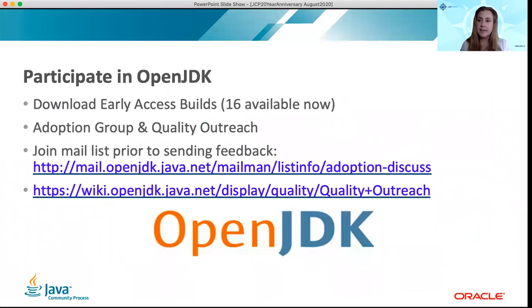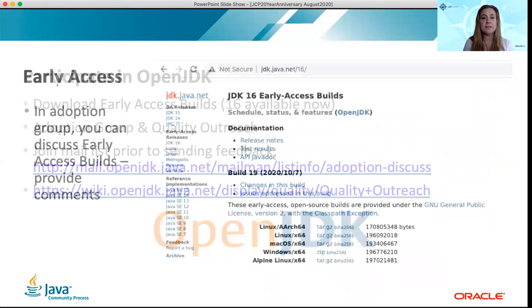So I'm going to summarize now the tips on things that you can do either on your own or with a member of your group, Java user group or group of employers at your company. First of all, participate in OpenJDK, download those early access builds. You can work on that together and share your feedback. You can share your feedback on the adoption mailing list within OpenJDK. There's an adoption group, and there's also a quality group where you can share some feedback.